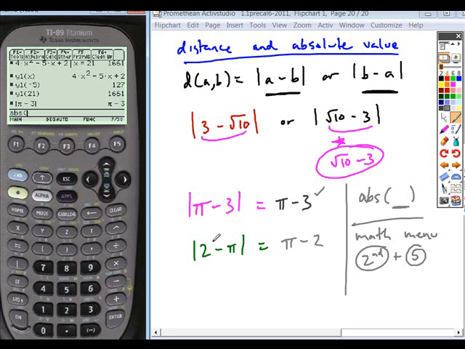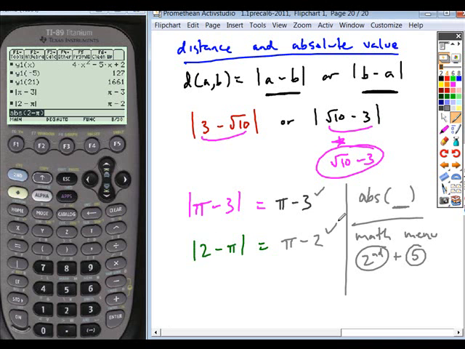So if I want to verify absolute value of 2 minus pi, see what that's equal to, hit enter, I get my answer, pi minus 2. It verifies that we did that one correctly as well.